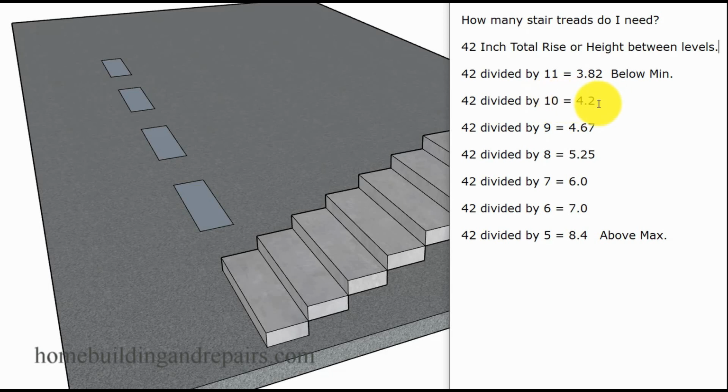And what I'm getting at here is all you need to do is start dividing a few numbers and then work from there. I'm going to run through that after I do this example here. So anything less than 4 inches, 3.82, is below the minimum. 11 risers is going to be too much. So 11 risers isn't going to work. But 10 risers and 9 steps will work.